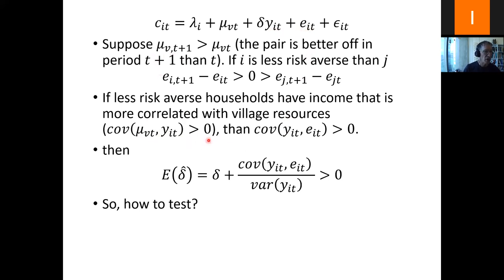So when we estimate delta, the expected value of delta hat is going to be equal to delta plus the covariance of this, which is positive. So we're going to reject Pareto efficiency, even though the allocation was Pareto efficient, because the person with the higher income is getting higher consumption because they're less risk averse. Okay. So if that's true, our tests fail.